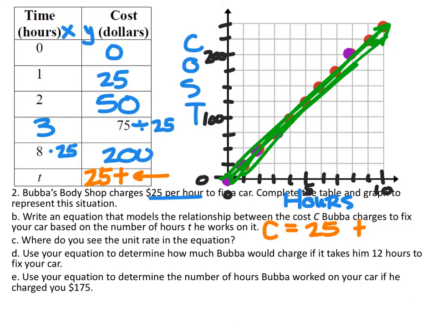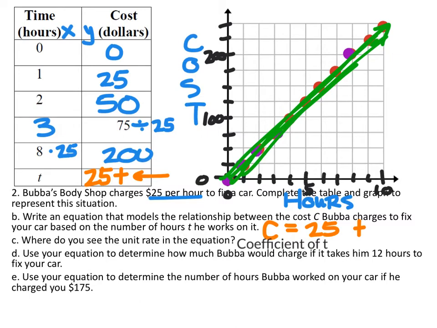And so that is what we call the coefficient of, in this case, t. I'll move that down a little bit. So the coefficient of t, which is 25, that is the unit rate, which we'll get pretty used to seeing right there. Again, it could be called a constant of proportionality, which is still the coefficient of t in the equation. So now use your equation to determine how much Bubba would charge if it takes him 12 hours to fix your car.